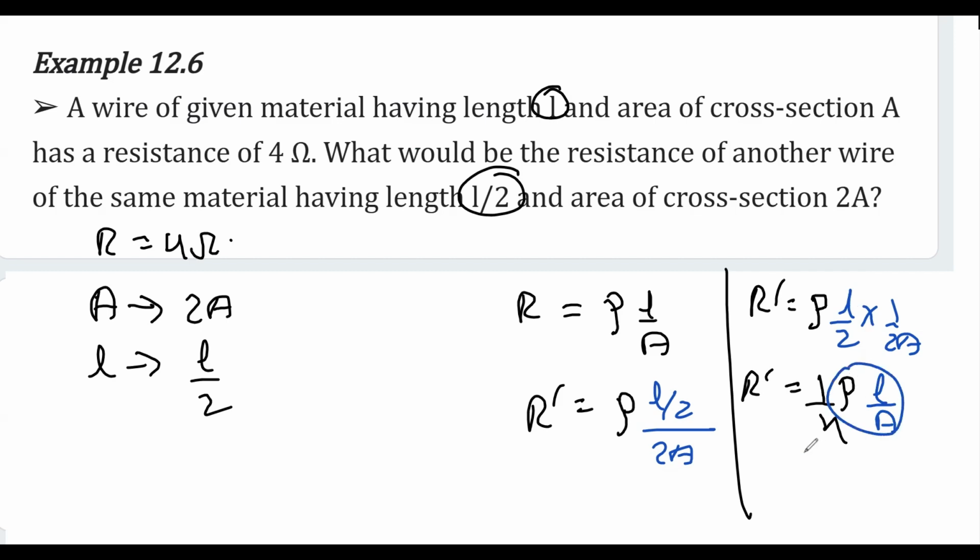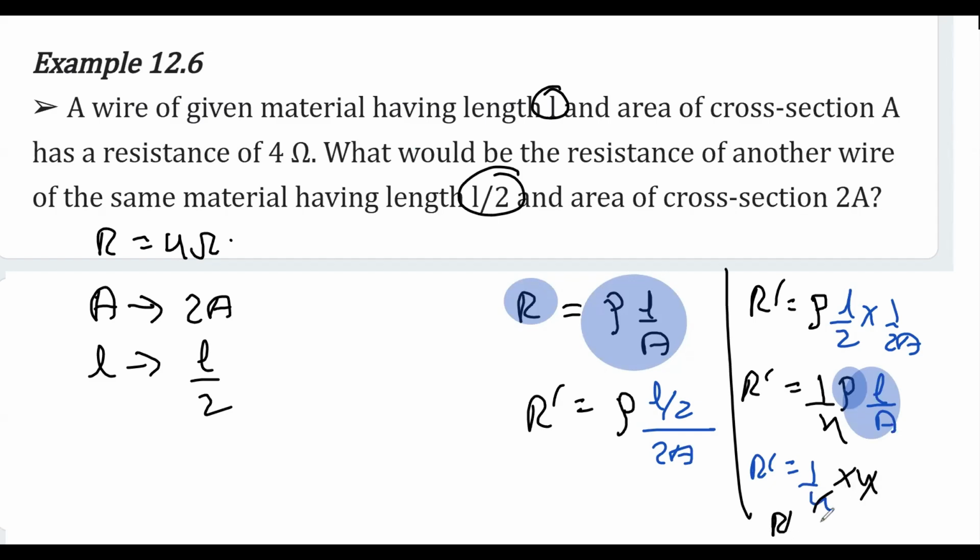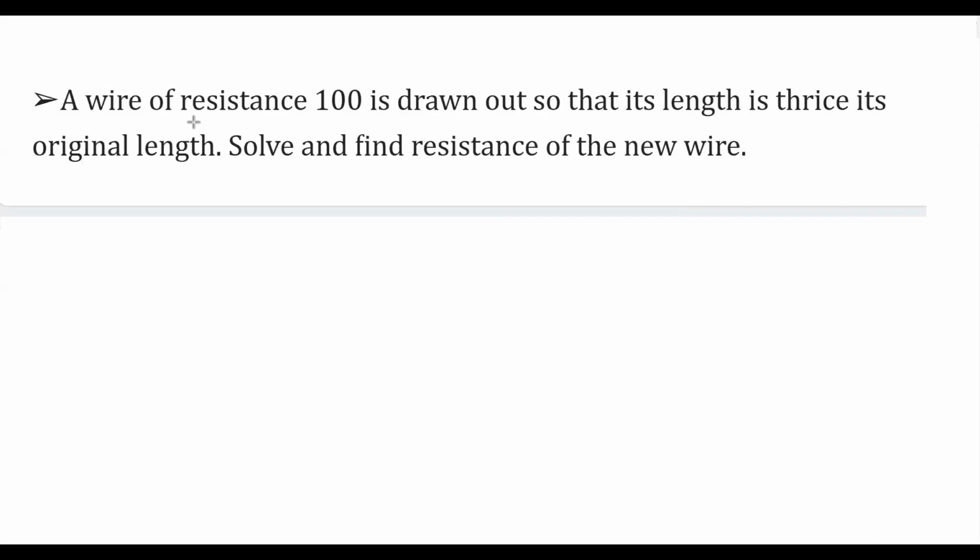Now check from here that I can replace this thing with the resistance, and the resistance is 4 ohm. So we'll write here 4, and we say that the new resistance of the wire is 1 ohm, and that should be the answer for this question.